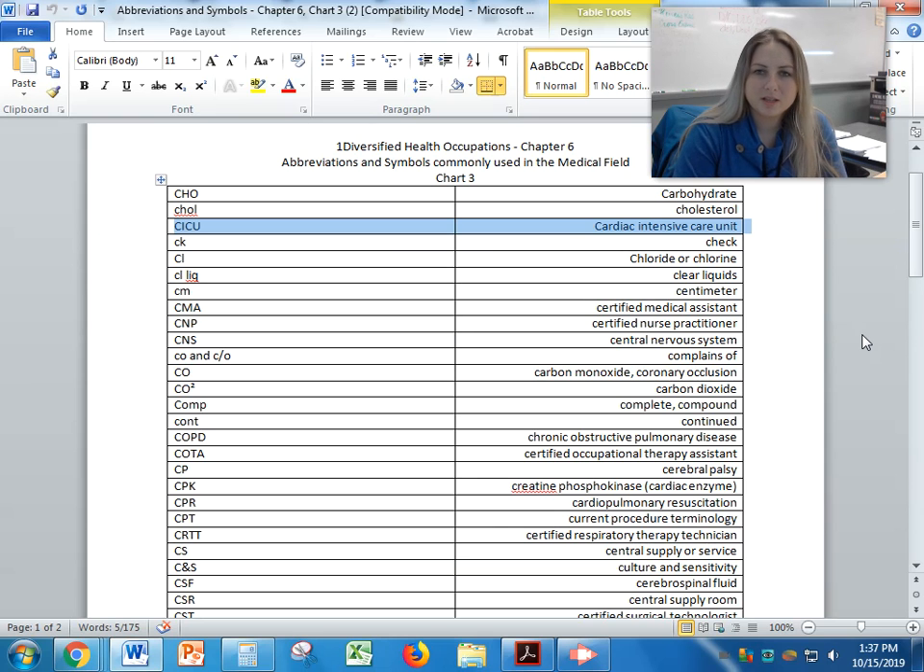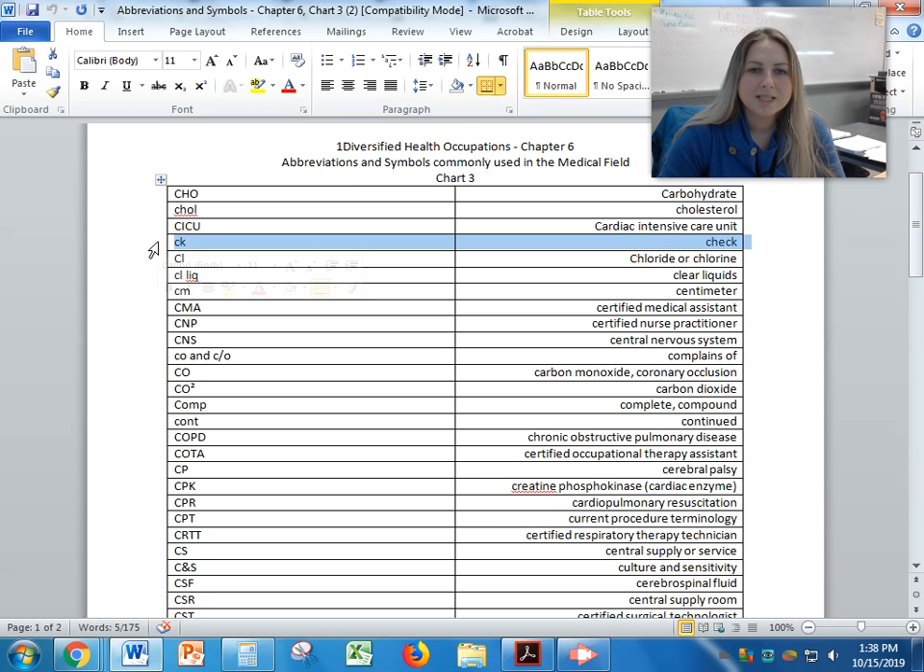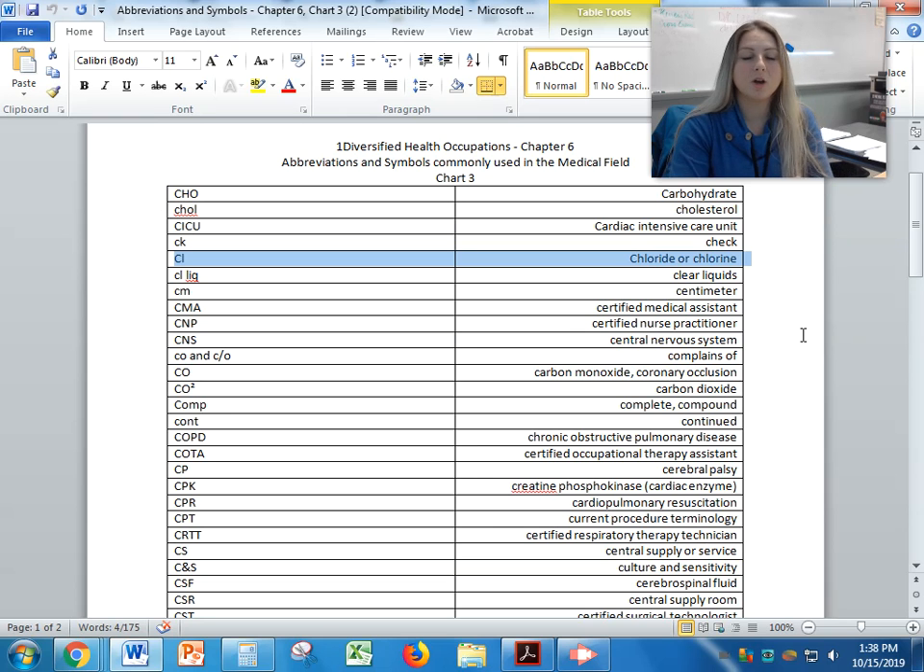CICU, this is cardiac intensive care unit, so CICU, all uppercase. This is a department inside of a hospital that specializes in cardiac patients that need intensive heart monitoring. CK, this means to check, like you check on your patient. Yes, like you check a glucose. All right, so Cl, it's a capital C and then a lowercase l.